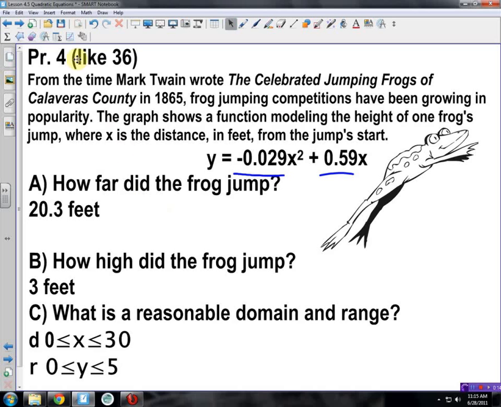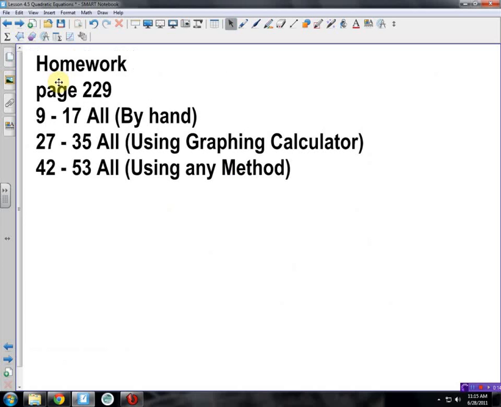All right, here's our homework on page 229. It's 9 through 17 all. I want these ones done by hand. These are going to be factoring. 27 through 35 all using graphing calculators. And 42 through 53 all, and that's using any method you'd like.